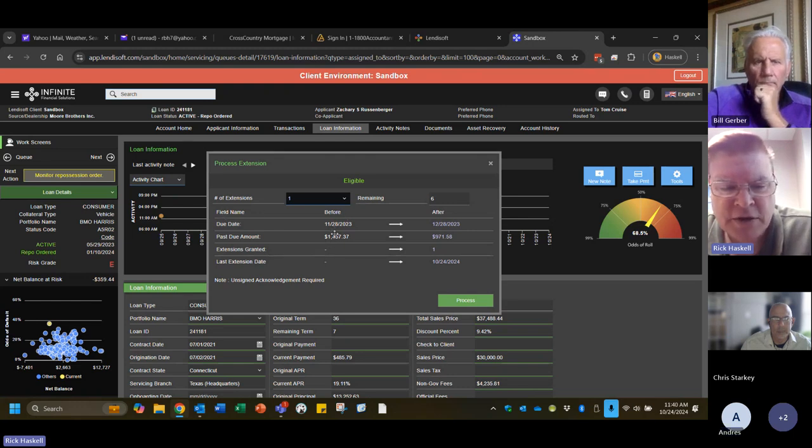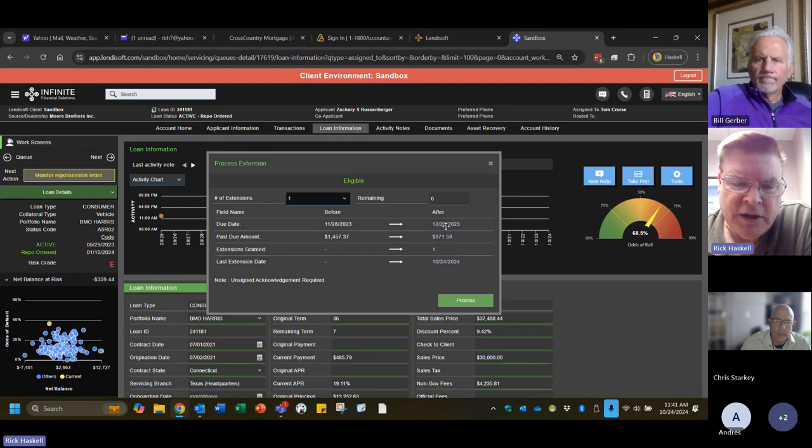The due date right now is November 28th. After I process this, it's going to go to December 28th. So it's going to roll the due date forward 1 month. Even though they're not taking a payment, it's going to kind of be like they did take a payment. They're basically processing an extension. The past due amount is also going to drop from 1457 down to 971. The extensions granted is going to go from 0 to 1, and the last extension date is going to go from 0 to today's date, October 24th.